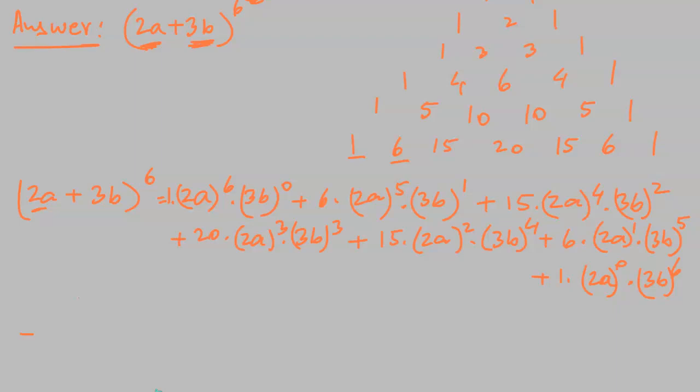Okay. So this is 64 a to the power of 6. This is fine. But for the second term, it is 6 times 2 to the power of 5 is 32 times 3. For that, we need the calculator. 6 times 32 times 3.